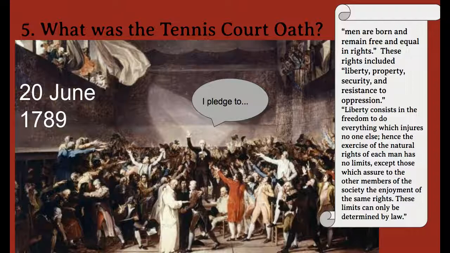Rather than declare independence from the French government, this document declares that these people actually are the French government and that the king and his nobles are extraneous. It is a declaration of the rights of man that they get from simply being born. So some of my favorite wording here: men are born and remain free and equal in rights. These rights included liberty, property, security, and resistance to oppression. It goes quite a bit further than the Declaration of Independence for the US.